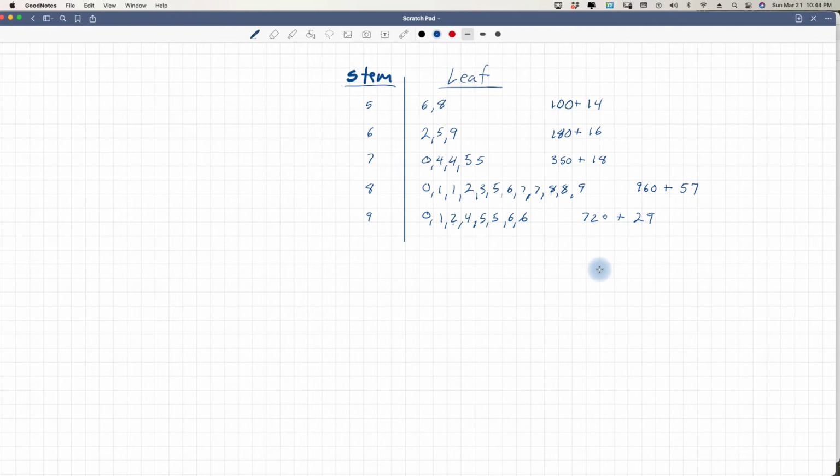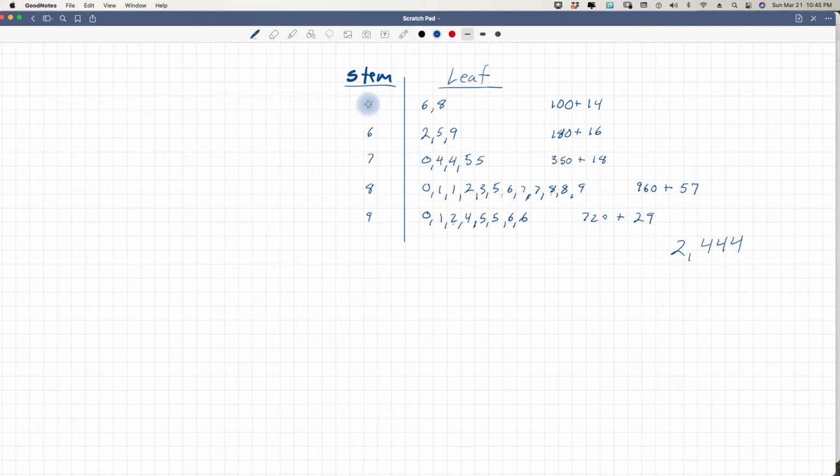Now I just add these numbers up. Right, so 100 plus 14 plus 180 plus 16 plus 350 plus 18 plus 960 plus 57 plus 720 plus 29. That's going to be 2,444. All right, that's a lot quicker than adding each individual number or typing each individual number into the calculator.